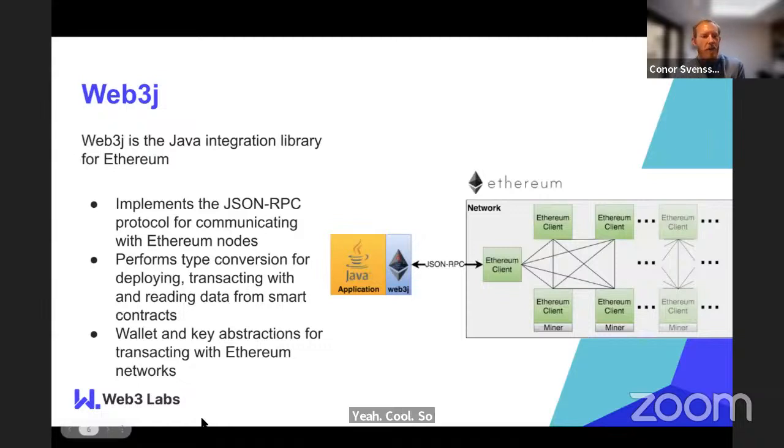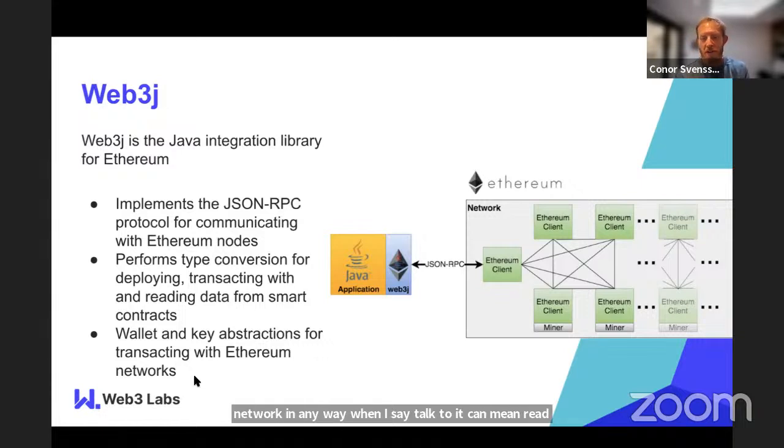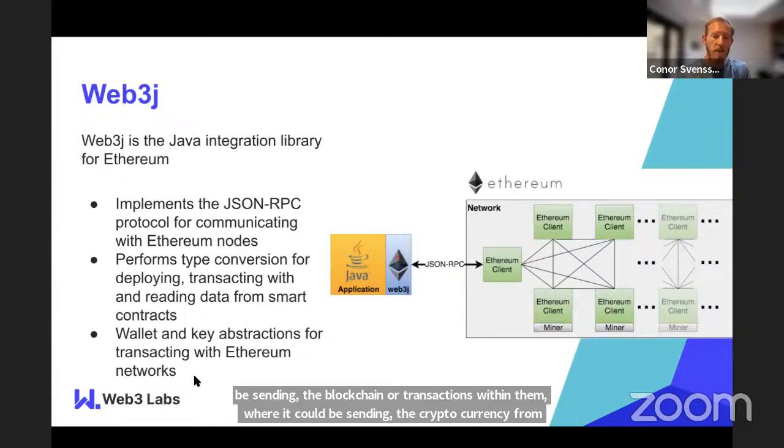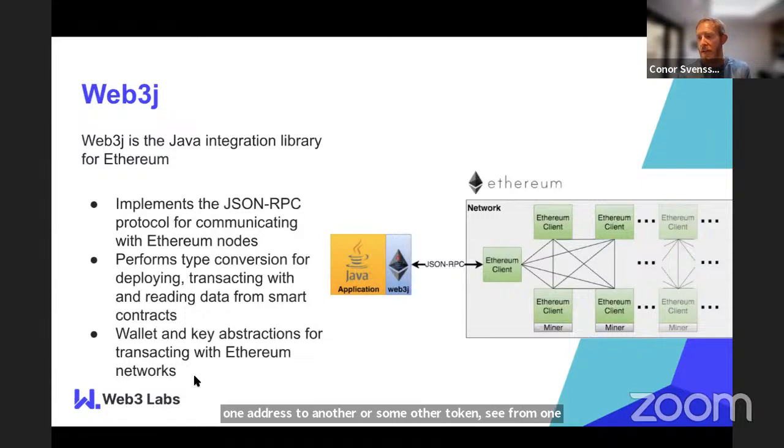In terms of Web3j, as I said, it's the Java integration library for Ethereum. But what does that actually mean? When you have a Java application, if you want to talk to the Ethereum network in any way, and when I say talk to, it can mean read data from the Ethereum network, such as what's happening with the blocks that are being created on the blockchain or the transactions within them, or it could be sending Ether, the cryptocurrency, from one address to another, or some other token. It could be deploying a smart contract, or it could be transacting with an existing smart contract.